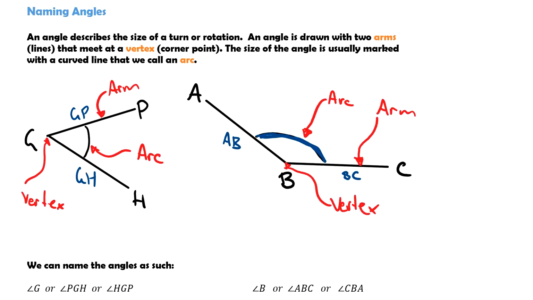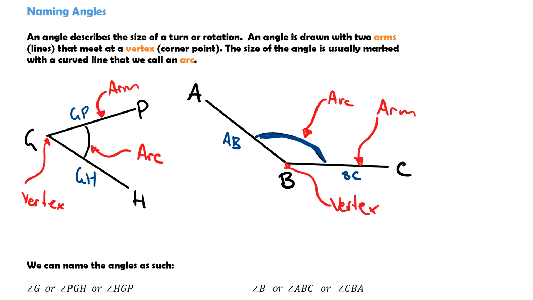Now we name the angles so that the vertex letter is either in the middle or is the subject. So we could name it angle G, and that little triangle shape there indicates angle. So angle G, or we could name it going from the arms inwards and then out. So PGH, because it's going from P to G to H. We could also go the other way. We could go, let's change color, from H into G and then up to P.